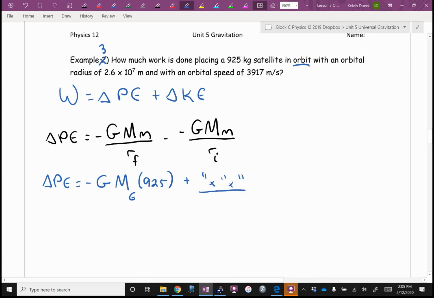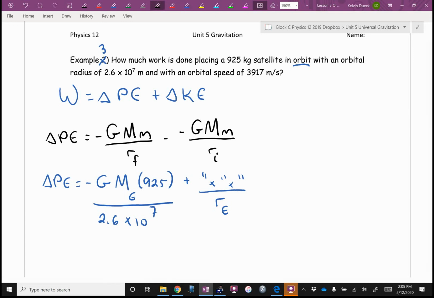What's our initial? Where are we starting out? Surface of the Earth, so what's our initial radius? Radius of the Earth. Oh, what's our final? I kind of skipped ahead there in my eagerness. Is it 2.6 times 10 to the 7th, or do I need to add the radius of the Earth to that one? That 2.6 times 10 to the 7th, is that a radius or an altitude? Read the question. Oh, so I'm just going to put that as is. No need to add the plus 6.3. They already did that for me.